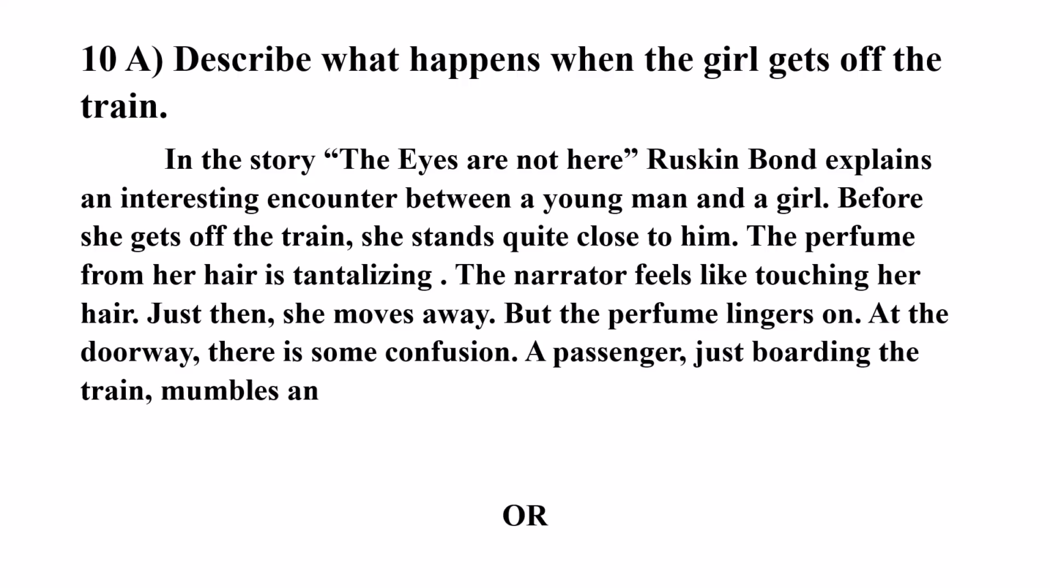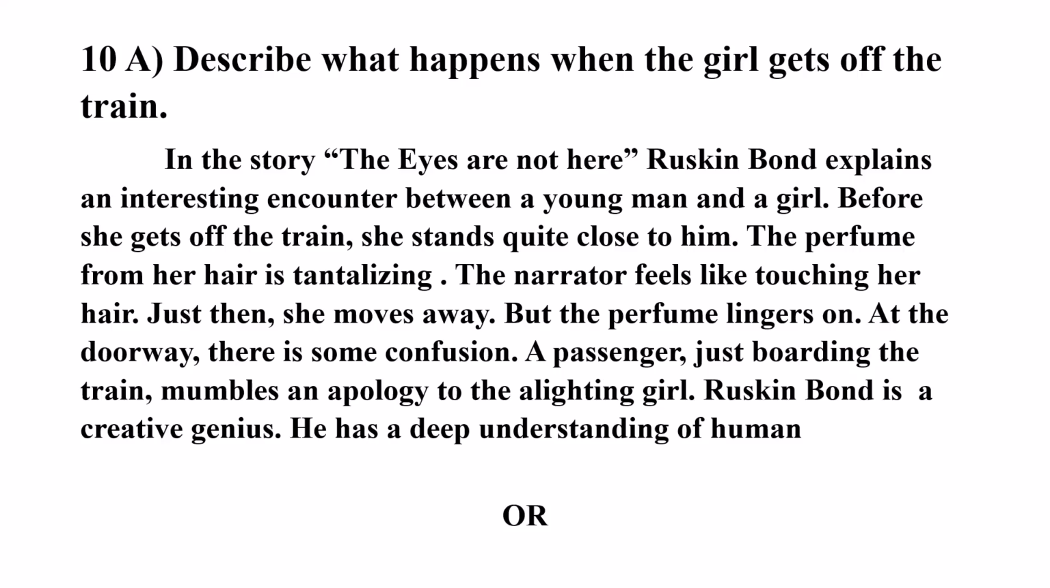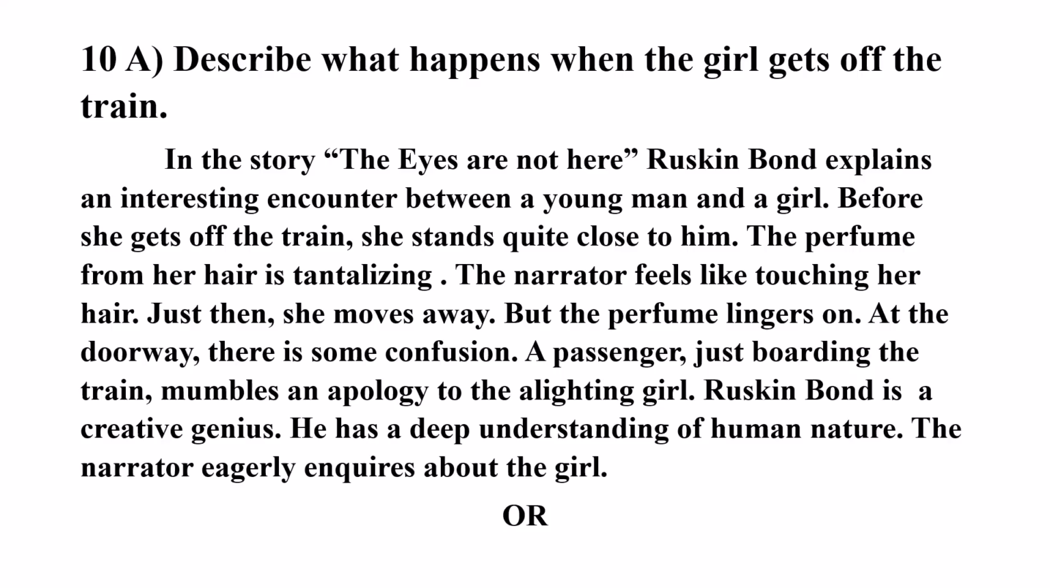At the doorway, there is some confusion when she's getting off. A passenger just boarding the train mumbles an apology to the alighting girl. Mumbles an apology means maybe he has stumbled or he might have come in her way. Ruskin Bond is a creative genius. He has a deep understanding of human nature. The narrator eagerly inquires about the girl. So when she gets off, the narrator starts inquiring with the new fellow traveler.